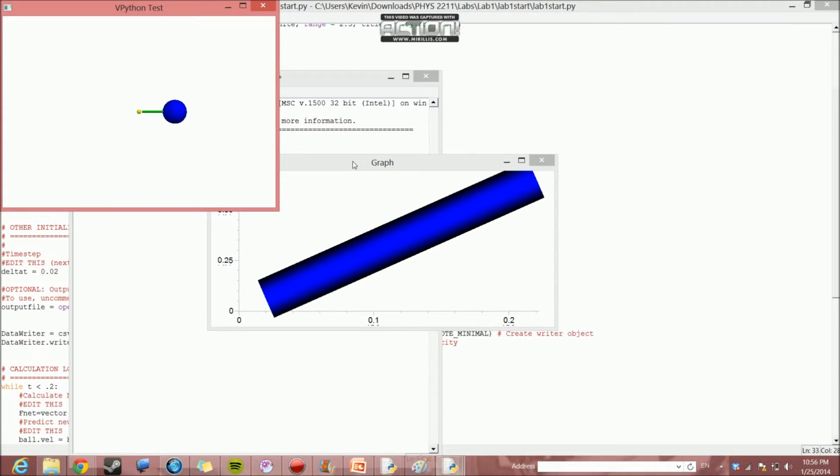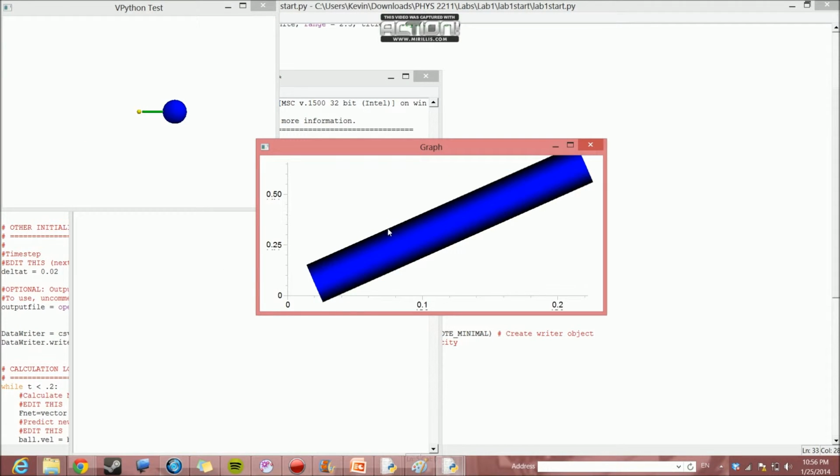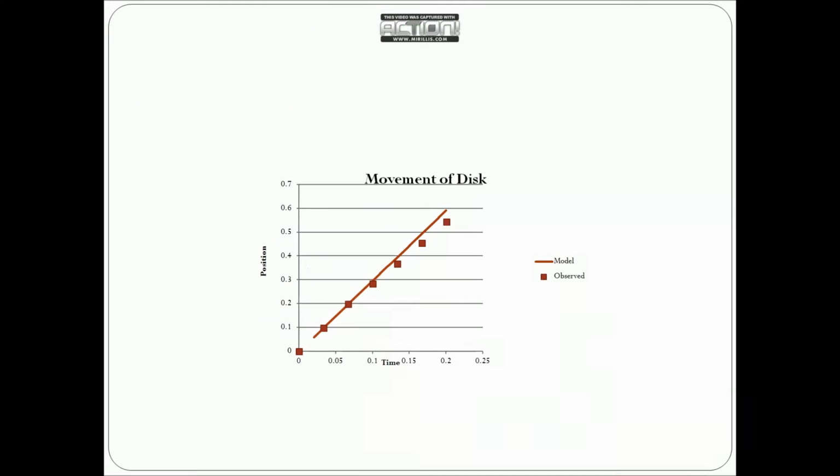When the code is run, a graph is generated that shows the position of the model movement over time. Here is a graph of the movement of the disk. This graph shows both the model data and the observed data and was made in Microsoft Excel. The model data, which is shown in the straight line, overpredicts the observed data for the second half of the time. Before a tenth of a second, the model data closely predicts the observed data.